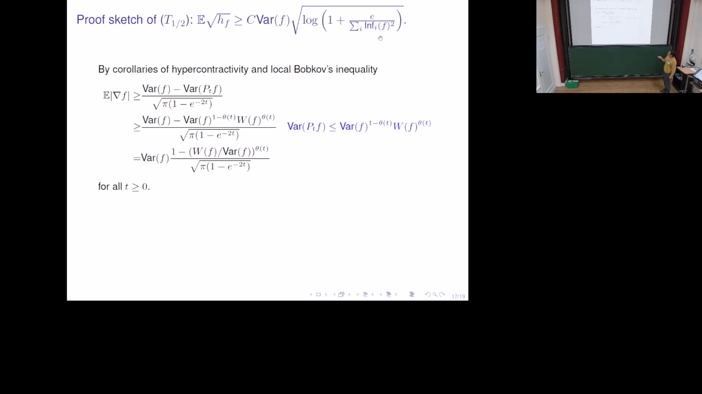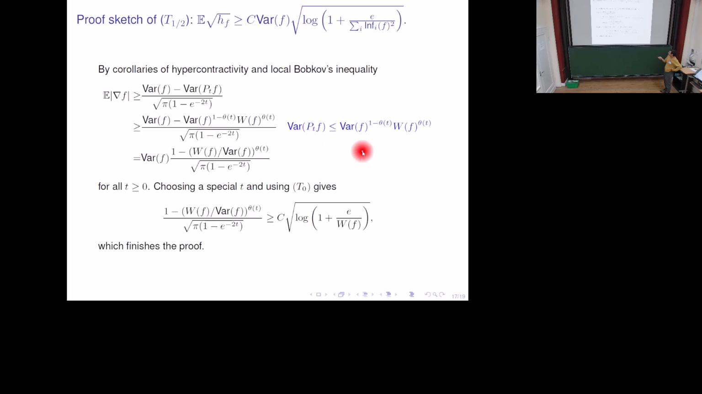So if you continue, you still have this variance of f as a common factor. The rest is to estimate this quotient from below by the square root of the logarithmic term in terms of W. So it suffices to prove this inequality, which is very similar to the previous one. This time you still choose a very special time t to achieve this. But you may ask, here you have a function on the left-hand side of W of f divided by variance, but on the right-hand side you only have a function of W. So here you also need to compare these two quantities, W and the variance, and you need to use the result of T naught.